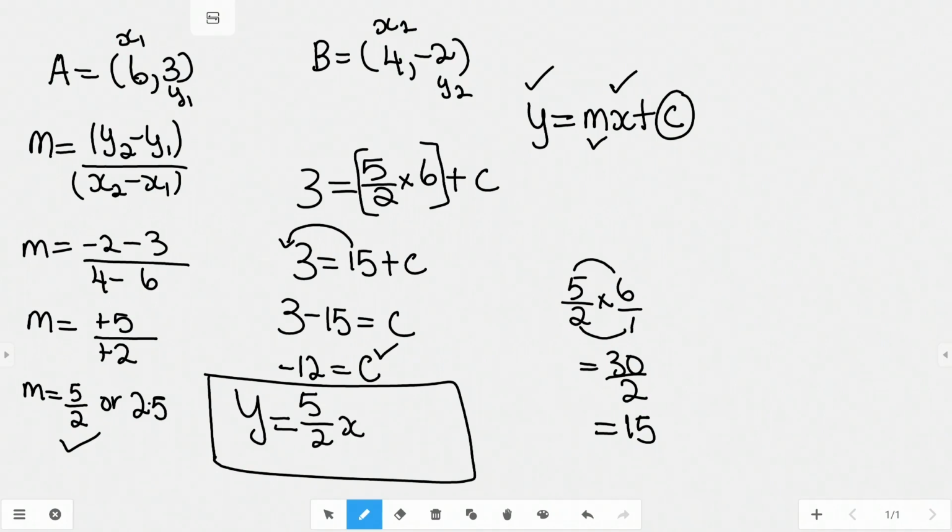Now because it's a negative 12, we don't write plus 12. We have to keep the value. So this is just negative 12. So given the 2 points A equals (6, 3), and B equals (4, negative 2), the equation of this line is y is equal to 5 over 2x subtract 12.